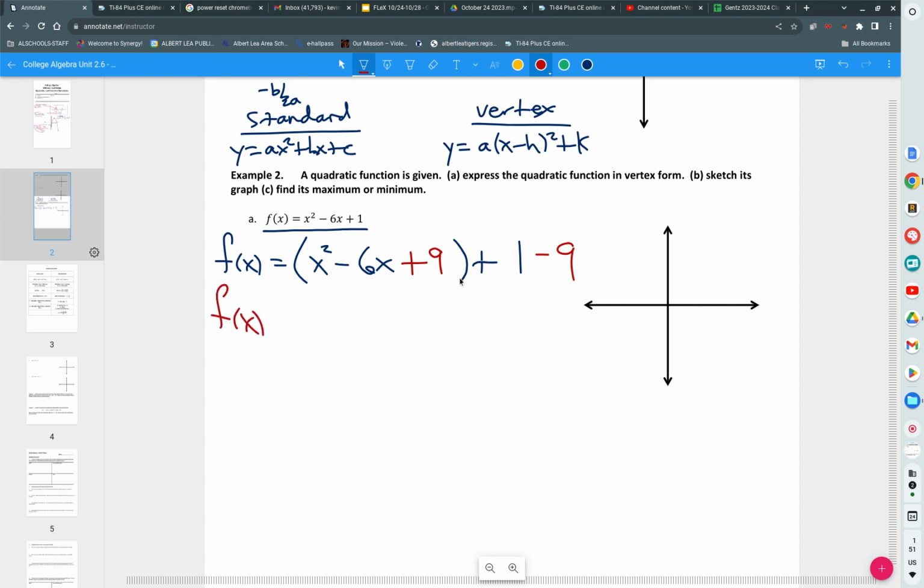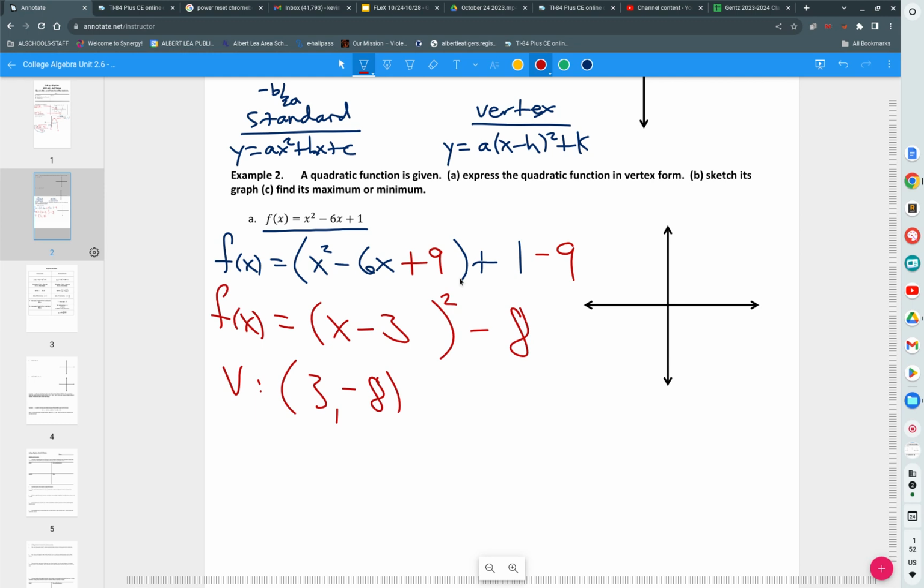F of x is equal to what? (x minus 3) squared minus 8. Completed square, minus 8. The vertex is easy to see. It is the horizontal shift and the vertical shift. What's the horizontal shift? 3. What's the vertical shift? Down 8. That's my vertex.